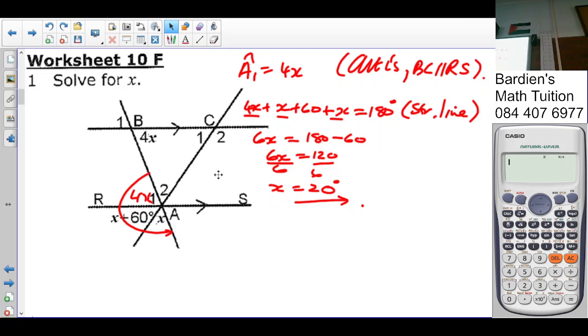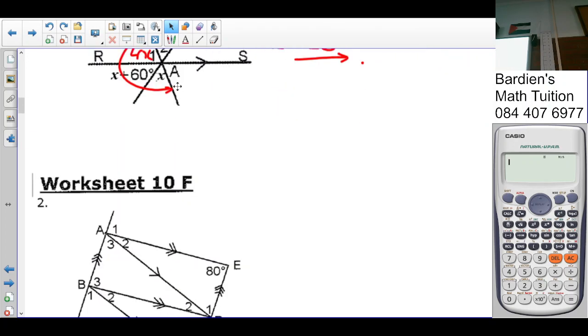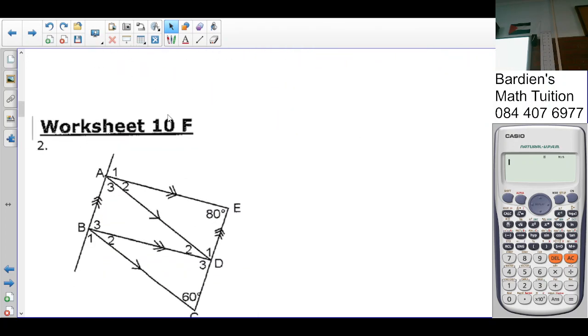I'm sure there's another way you could have done it. If you had gone saying that is vertically opposite here, and that is opposite, you get A2 is x, and this angle, which is CAS, is x plus 60. Then you can go with the fact that 4x plus x plus x plus 60 equals 180. Reason: cointerior angles. Remember, in geometry there's more than one way of approaching the diagram.